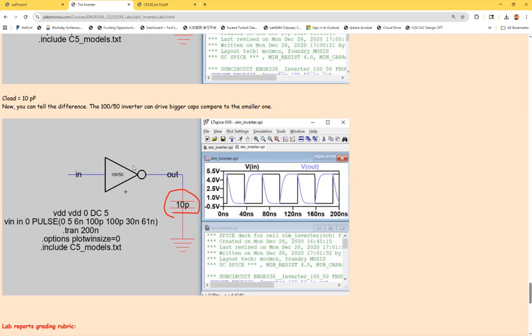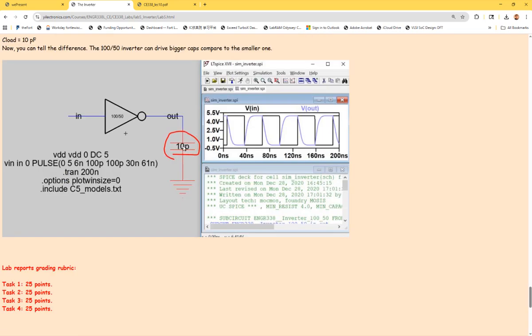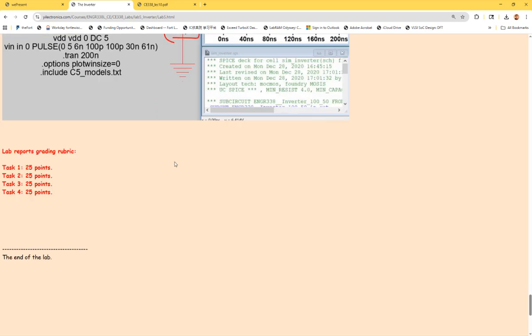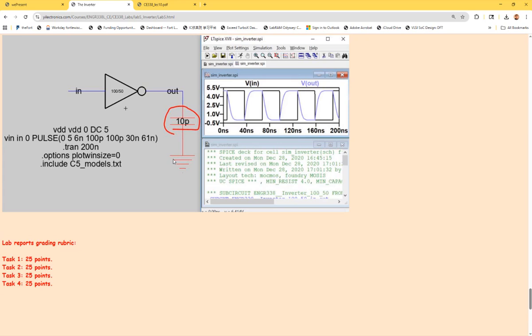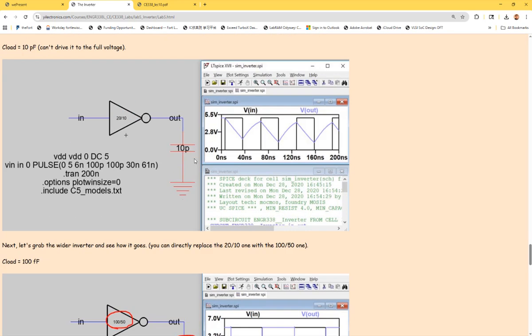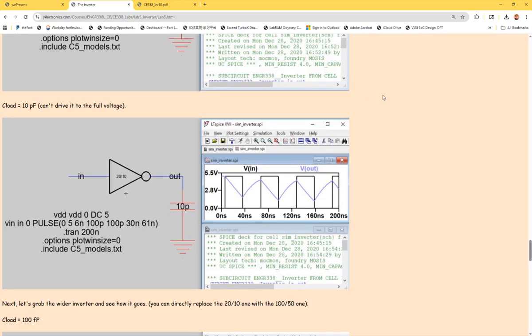Because you have a wider device, a wider pipe is able to dump and pump more water during the same time period more efficiently. And that's it. It's just 4 tasks, pretty straightforward. Haven't seen a big problem in the past, and so we can get started.